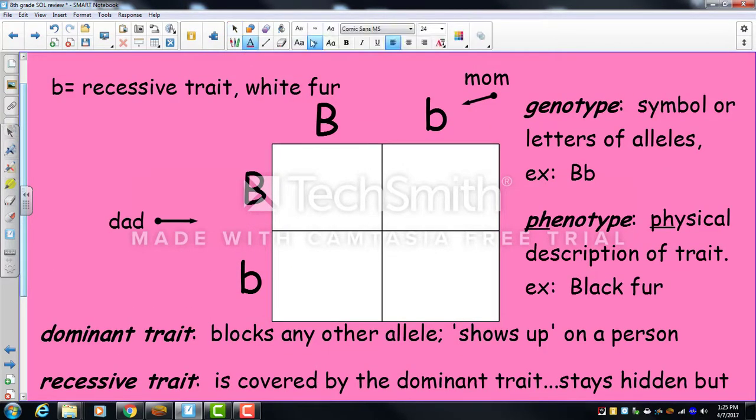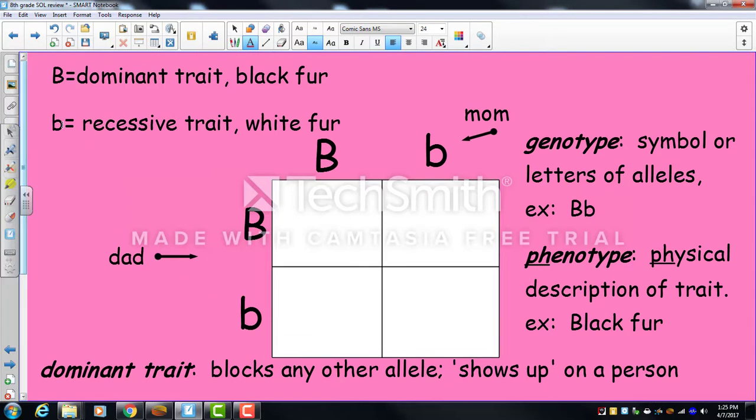Let's do this Punnett square really quickly. Up here we have what is called heterozygous. Capital B is black fur. That's the dominant trait. And the lowercase b is the recessive trait, which is white fur. This is in rabbits, okay? So the mom has black fur. She's big B, little b. As long as she has a capital B, the dominant trait, of course, blocks everything else. Then this mom has black fur. And so does dad. Dad is also heterozygous black fur.